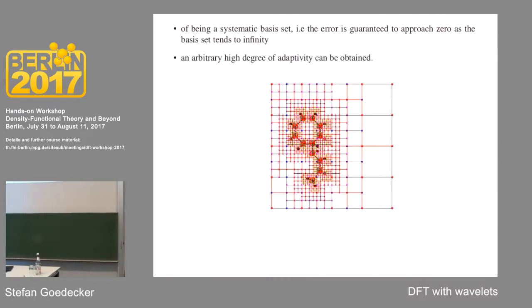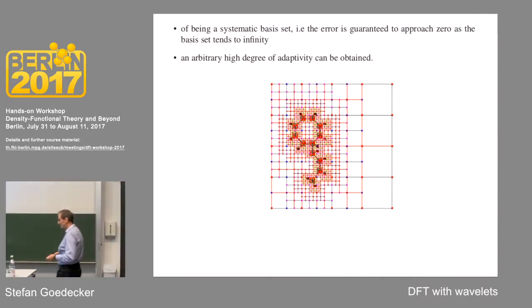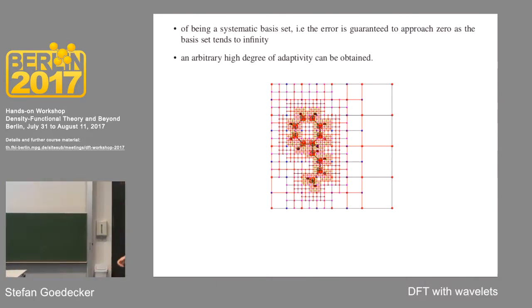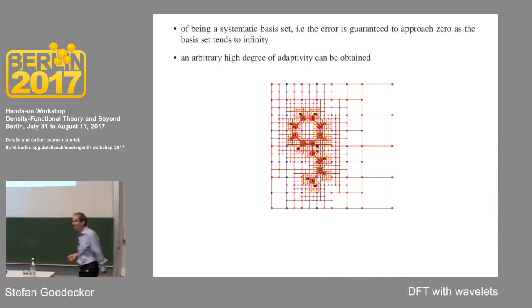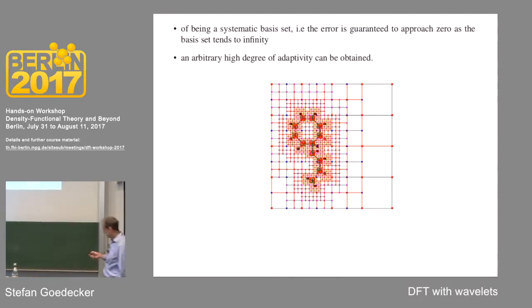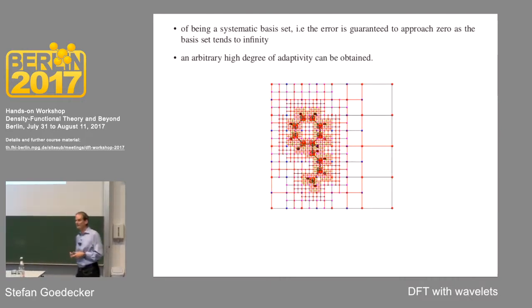Another extremely important property is that wavelets form a so-called systematic basis set. What does it mean? For a mathematician, a basis set that's not systematic is actually not a basis set at all. But in physics and especially chemistry, people frequently use certain basis functions which they nevertheless call basis sets. They can be problematic in the sense that if you increase the number of basis functions, it's not guaranteed that you get a more accurate solution. Whereas this property is guaranteed if you use a so-called systematic basis set.